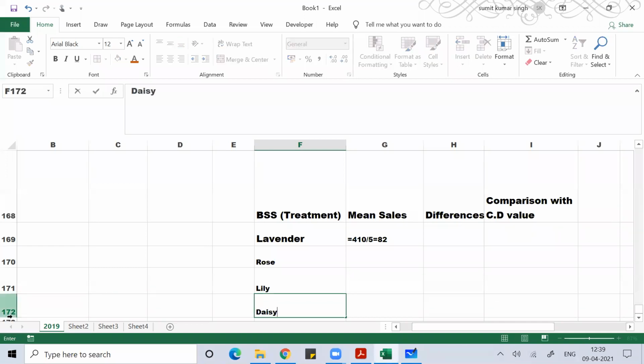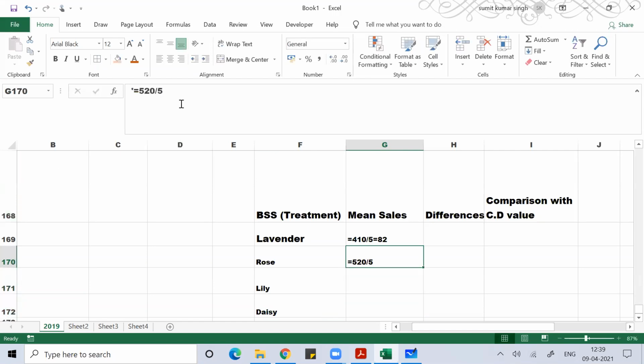The sum for rose was 520. You can check from the table. 520 divided by 5 is 104. For lily, 470 divided by 5 is equal to 94. For daisy, the total sum was 380, and 380 divided by 5 is equal to 76. Now, what are the differences?